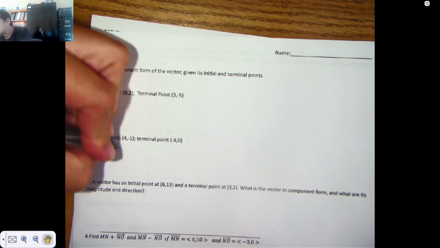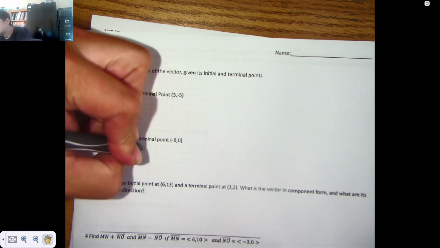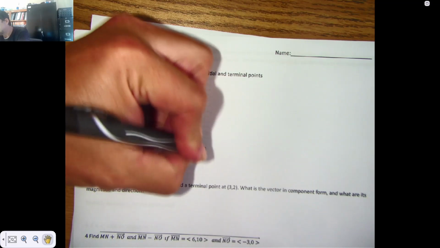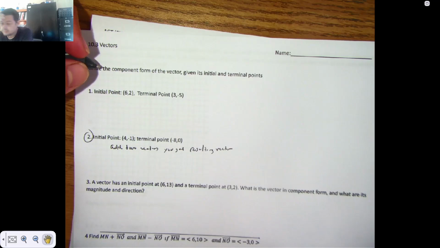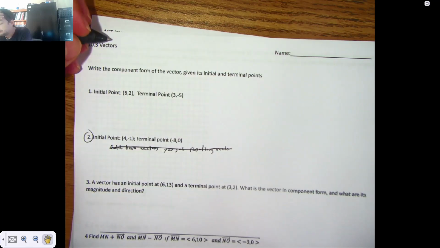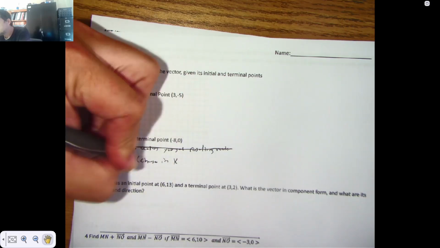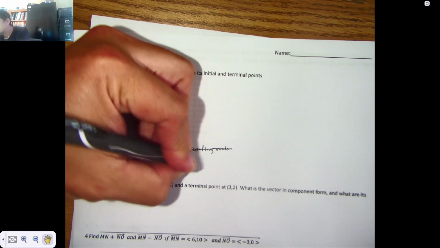If you just add two vectors, you get the resulting vector. At least you get the path to the termination. Sorry, I'm on a different set of notes there. Here we just need to find the change in x and change in y. So the vector is going to be the change in x, written as a component form, and the change in y.